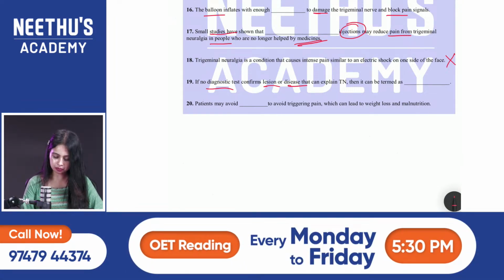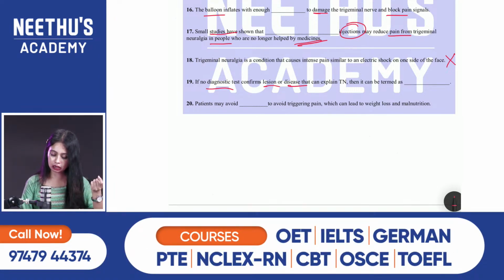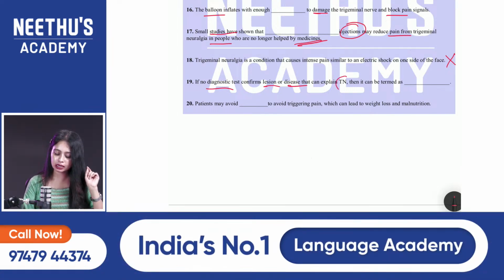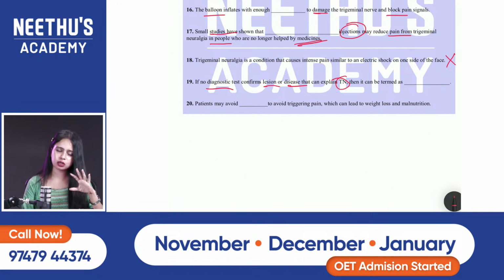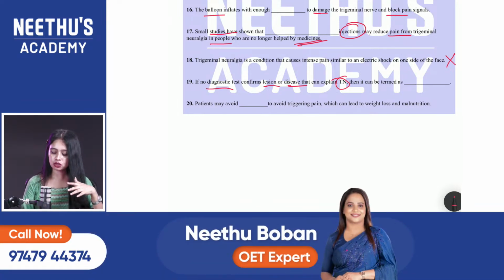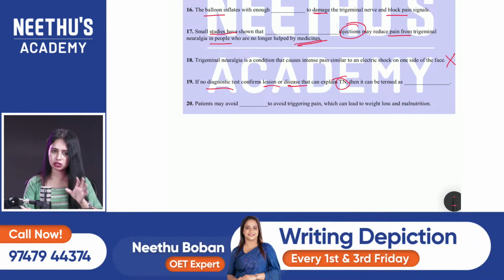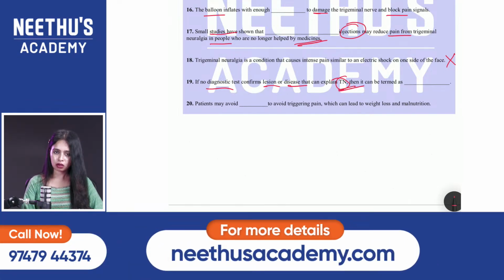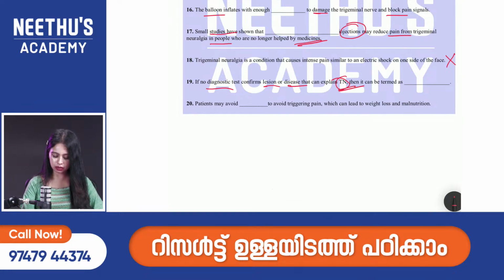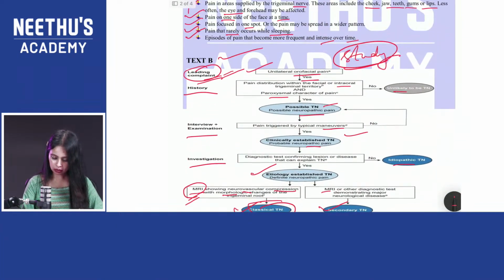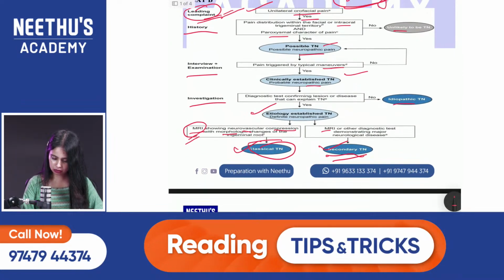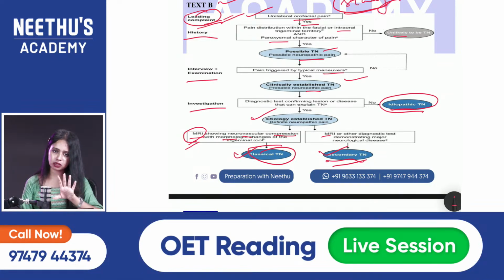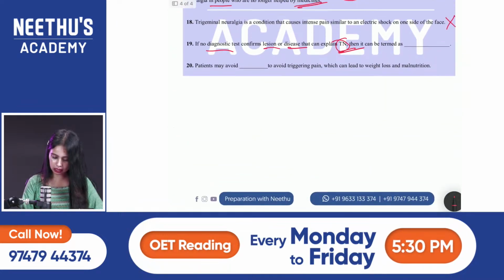So, what about the 19th one? Explain TN, when it can be termed as dash. Idiopathic. Because TN is already in the question, you don't have to repeat it. You can write idiopathic, no need to write TN. And where is it mentioned? I think it's mentioned in text B. Here, idiopathic TN. See? TN is already mentioned in the question, so you can write idiopathic there. Okay, that is enough.